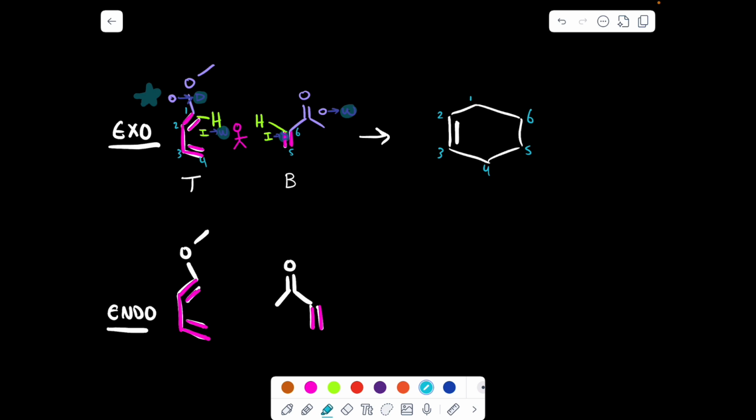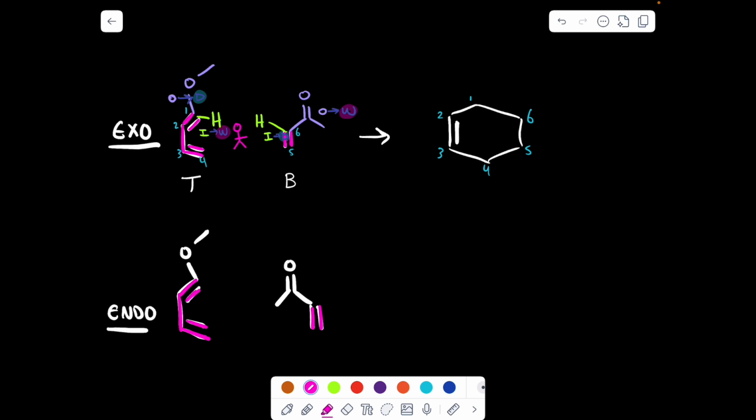that the outside group on carbon number 1 on the diene will always end up on the dash. And then from there, you can just go dash, wedge, dash, wedge. Maybe I will highlight the dashes in blue and the wedges in pink.